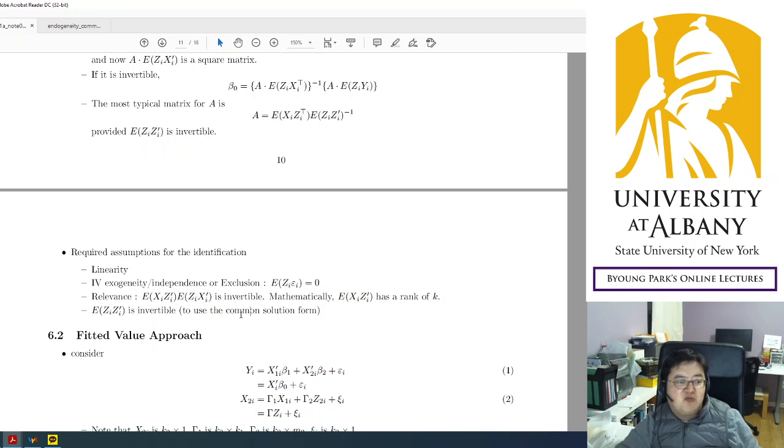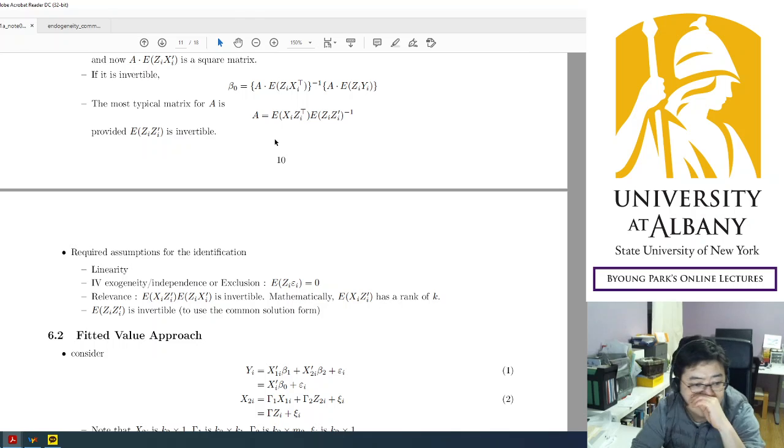But later, we are going to involve this matrix in A. So I will include this as another assumption we need for the identification, just for the sake of the discussion of the estimator coming later.